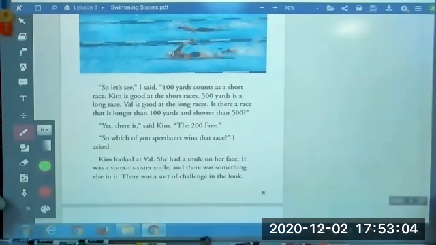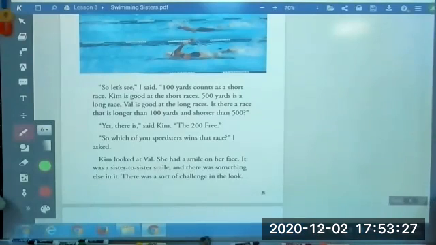So let's see, I said. 100 yards counts as a short race. Kim is good at the short races. 500 yards is a long race. Val is good at the long races. Is there a race that is longer than 100 yards and shorter than 500?